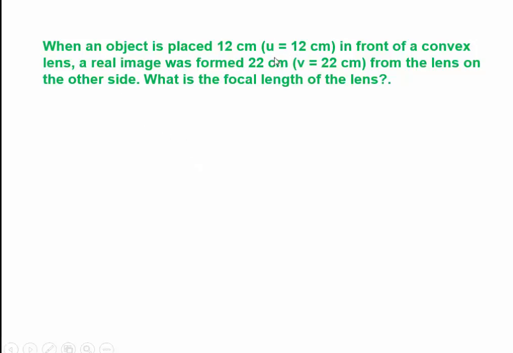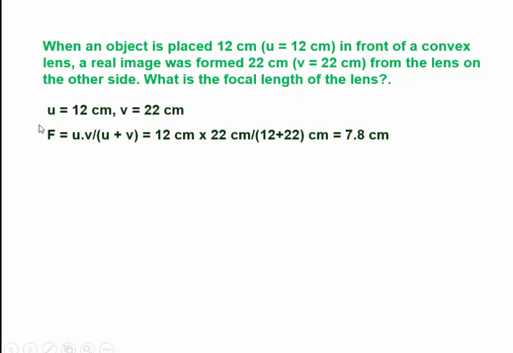Well, you have the object distance, the image distance. Use them to calculate the focal length of the lens. You know the lens formula is 1 over u plus 1 over v equals 1 over f. And when you solve that for f, you get f equals u times v divided by u plus v. That will be 12 centimeter times 22 centimeter divided by 12 plus 22 centimeter.